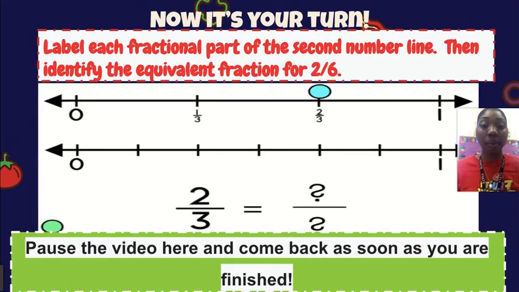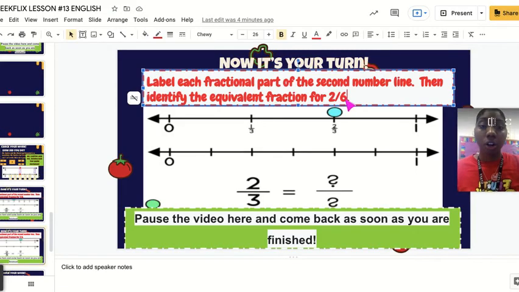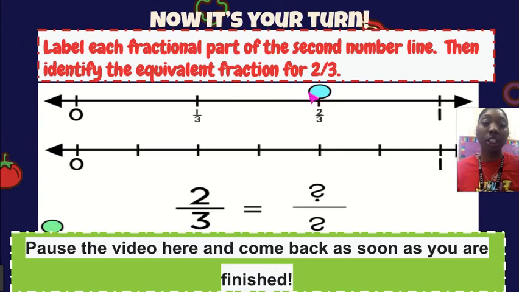Okay, here's our second problem. So I want you to label each fractional part of the second number line, and then I want you to identify the equivalent fraction for 2/6. Well, we are actually going to label the equivalent fraction for 2/3, because if we look here on our number line, 2/3 has the blue circle. So I want you to find the equivalent fraction to 2/3.